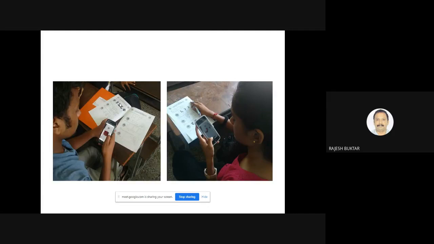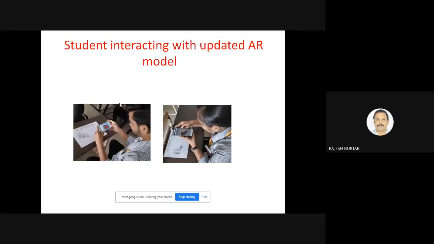So you can see, during examination, students were given this kind of question papers, and the View app was installed in their smart mobiles, and they were scanning. You can see different models for different students. Students interacting with the AR model.